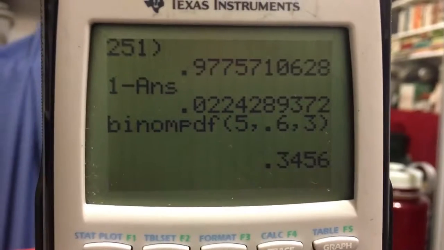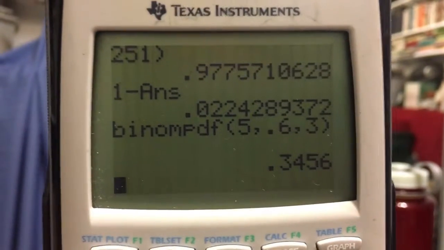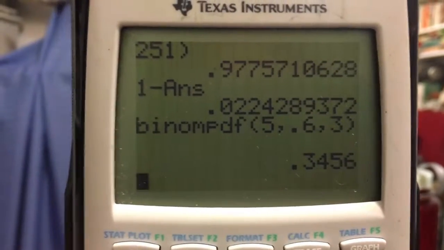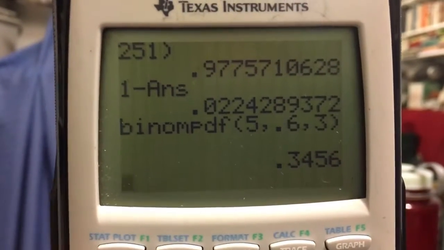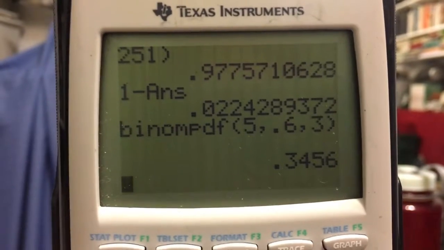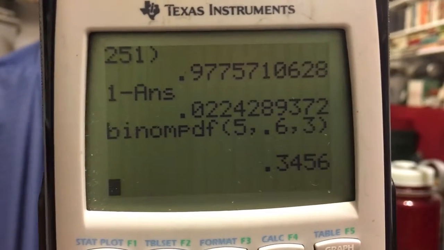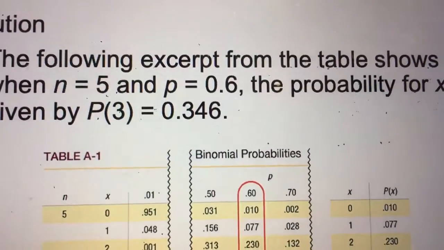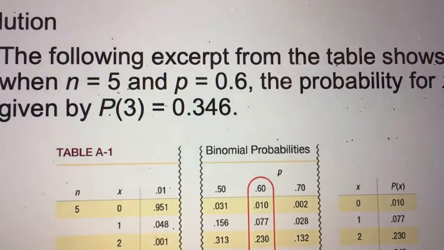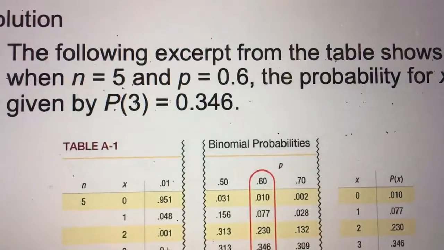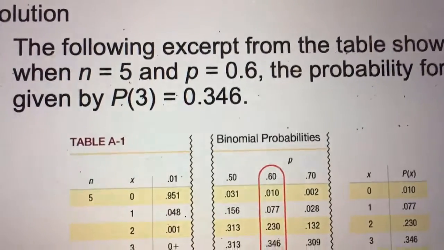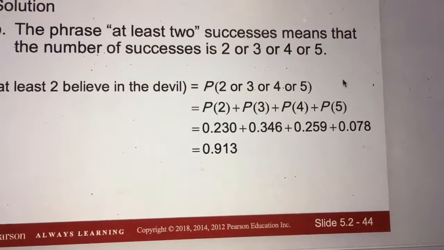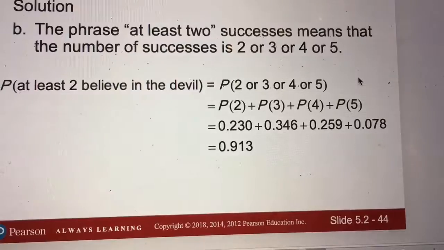Okay, so notice I've put this on my calculator, binomial PDF for one probability, and that's out of 5 people, 60% chance of success. 3 people is what we're looking for, 0.3456. And remember on the PowerPoint, probability of 3 was 0.346. They've rounded the 0.3456 to 0.346 as they should. And now we're going to do the second portion using our calculator.